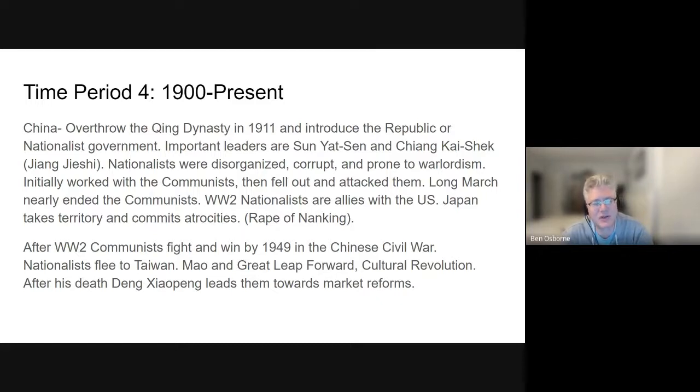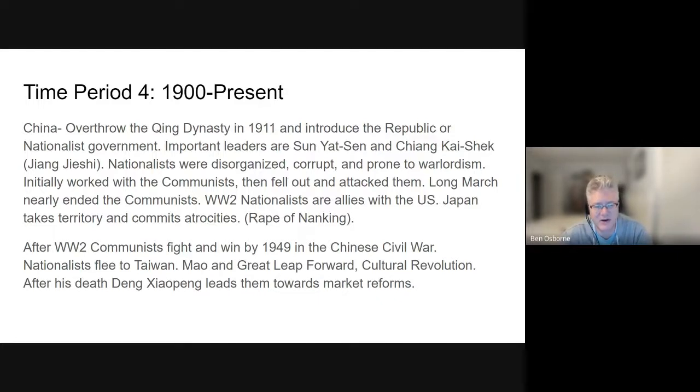After World War II, the communists will fight and win in 1949 in the Chinese Civil War. The primary reason the communists are able to win is that they're just a lot more organized. They have a kind of ethos, a concept that is communism, so that makes them a little bit more attractive. They're also not as bad about corruption, so they are able to defeat the nationalists. The nationalists then will flee to Taiwan, which is what it is today, a renegade or rogue province.